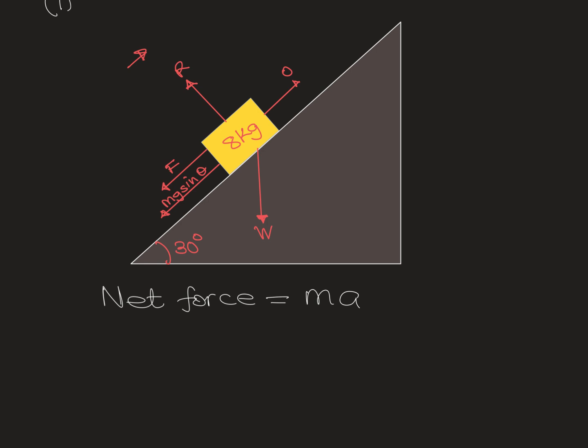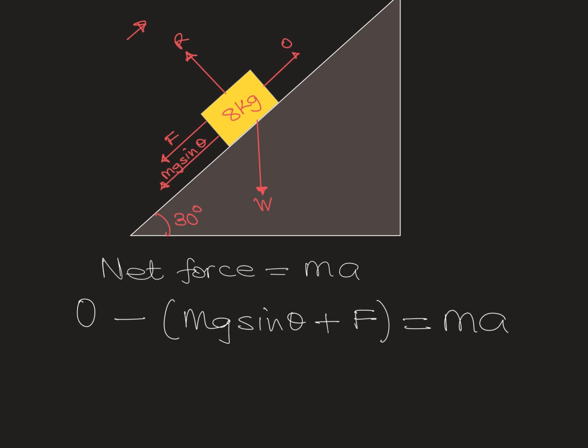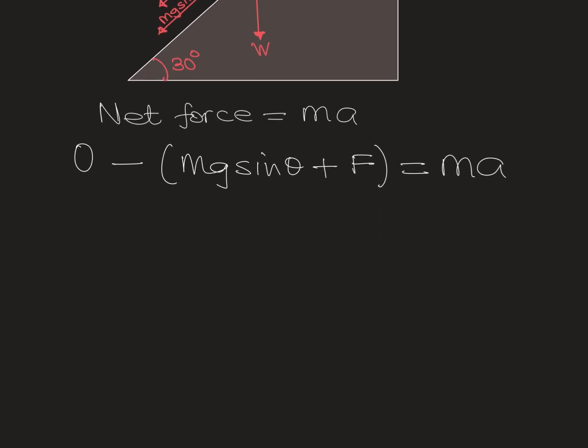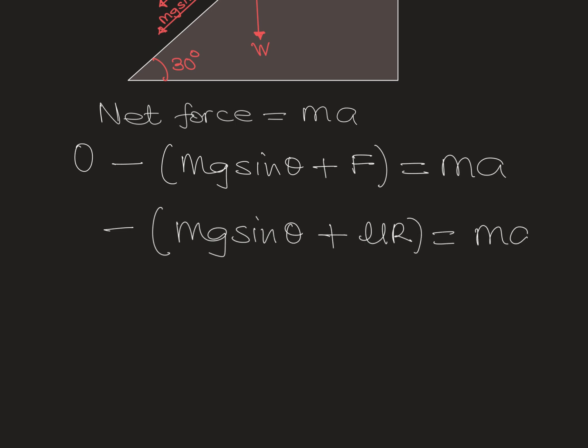So what will be the net force? The upward force is 0, minus the downward force. We have mg sine theta plus F. Okay, they are acting in the same direction. That must be equal to ma. So that will be minus mg sine theta plus F, where F is mu R. So this will be equal to ma.